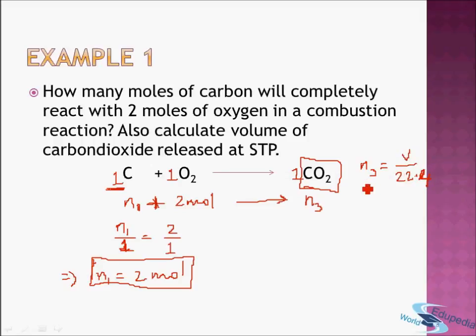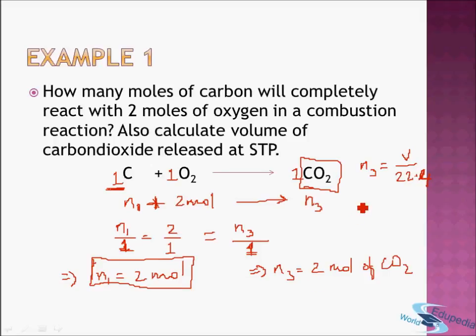This implies I need to first calculate N3. And how do I calculate N3? Well, I know that this relation is valid also for the product side. So N1 divided by 1, which is 2 divided by 1, is equal to N3 divided by the stoichiometric coefficient of CO2, which is again 1. So this implies N3 is equal to 2. That is, 2 mole of CO2 will be formed in this reaction upon complete combustion.